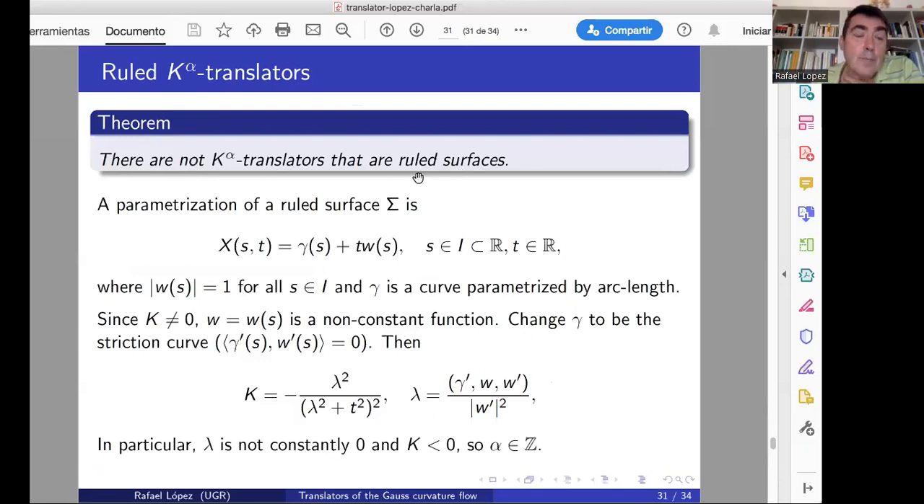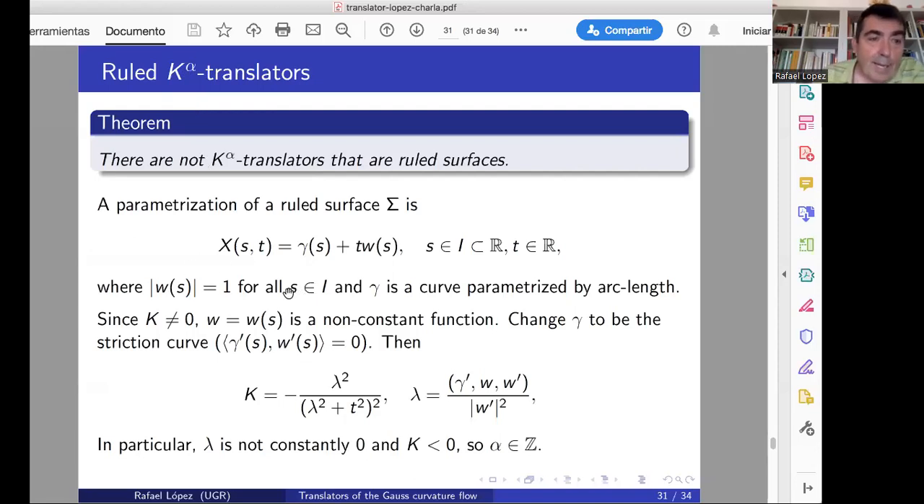There are no examples. If you remember, for ruled surfaces, the Gauss curvature is not positive. And because I am considering a power of the Gauss curvature, and K is negative, alpha is not arbitrary. It must be an integer number.